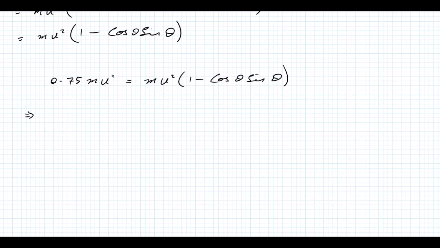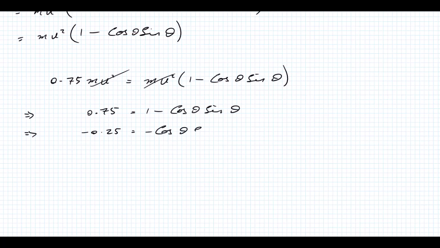I'm going to just divide both sides by mu squared first, so that gives me 0.75 is equal to 1 minus cos theta sine theta. Bring over the 1, that'll give me minus 0.25 is equal to minus cos theta sine theta. Get rid of that minus, 0.25 is equal to cos theta sine theta.